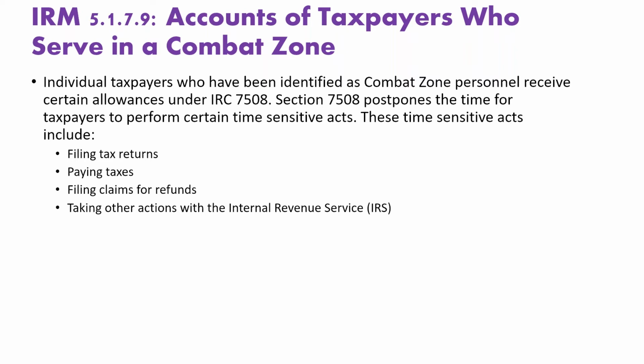This includes the filing of a tax return, the actual paying of their taxes, the time limit on filing a claim for refund, or other actions that typically involve representation in front of the IRS. The theory behind section 7508 is that our troops have basically bigger things to worry about than what the IRS is doing back home while they are serving in a combat zone.